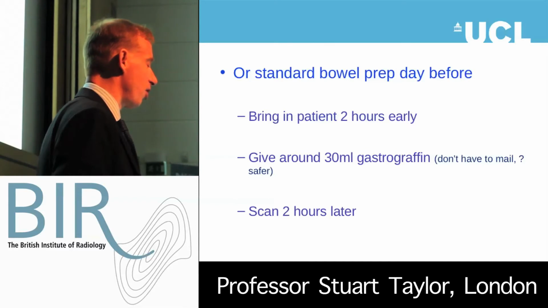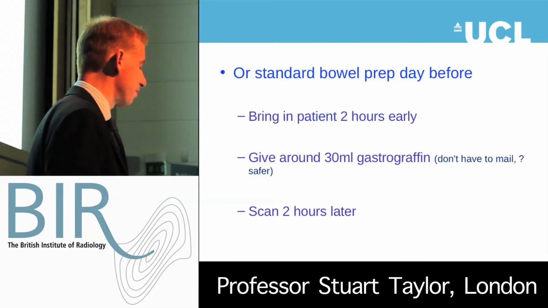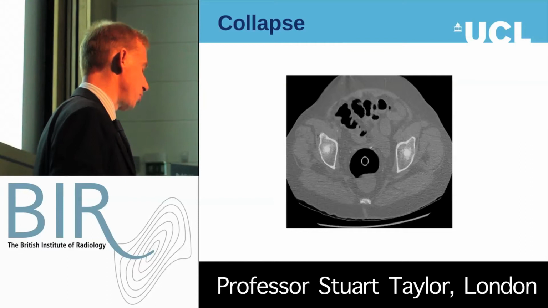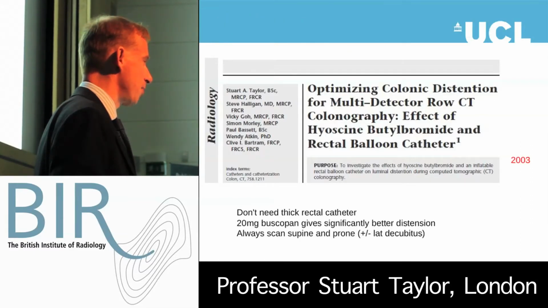Another big thing for making a massive difference in CT colonography: if you don't distend the bowel, it's collapsed. And again, a lot of the early work in the UK was quite boring things, but quite important things. You don't have to use a thick rectal catheter, one of those big barium enema balloon catheters. A thin tube is fine. Do give Buscopan because it gives you much better distension. So give that routinely in all your patients. And scan patients supine and prone in all patients because it moves the gas around.